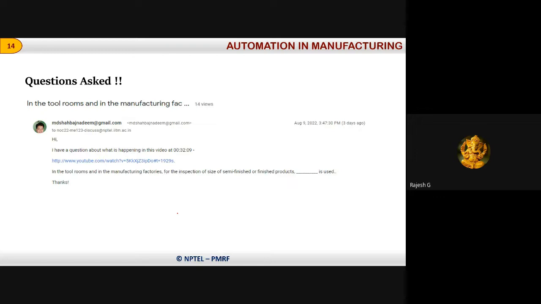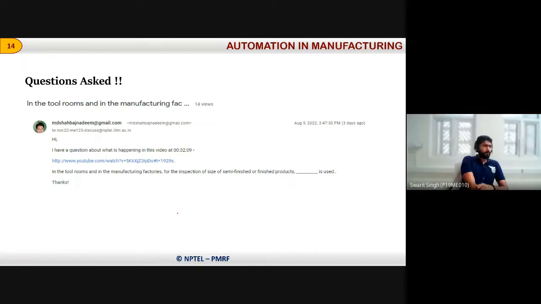Sir, it's automated storage and retrieval system, sir. Oh no, where are you going? Automated storage and retrieval system is for carrying the components, storing the inventory, the semi-finished components and then the finished components. Okay, it is a storage kind of thing. Here, what I'm asking is what instrument is used for inspection, right?